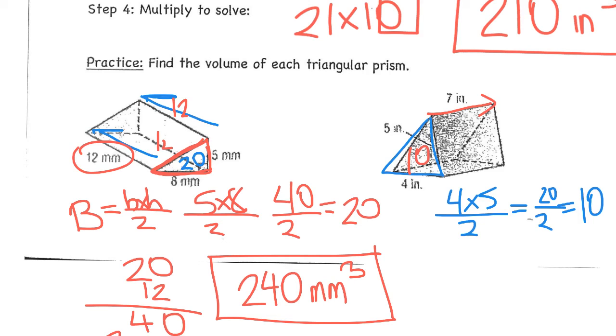Remember, I know it looks weird because it's laying down, but you have to think that's the last of the measurements that we haven't done yet. So we're going to have to take 10 times the height, which is 7. So we get 70, and we add our label, inches cubed.